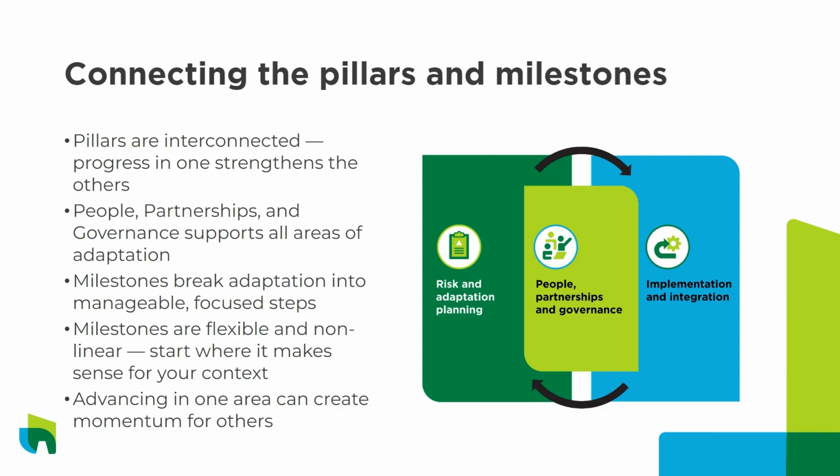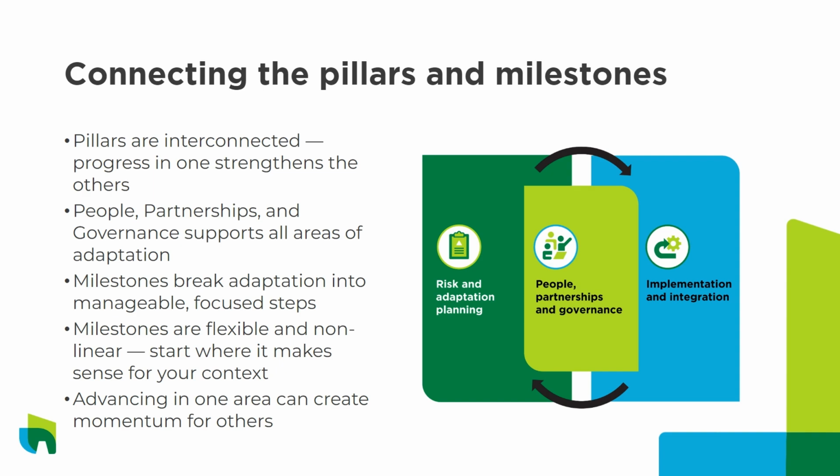The milestones are one of the tool's key strengths. They break the climate adaptation process into manageable, focused steps, helping local governments see where they are, what gaps exist, and what priorities should come next. They're also flexible. While the milestones are numbered, they aren't meant to be completed in order. Local governments can begin wherever it makes sense for their context, capacity, or momentum.